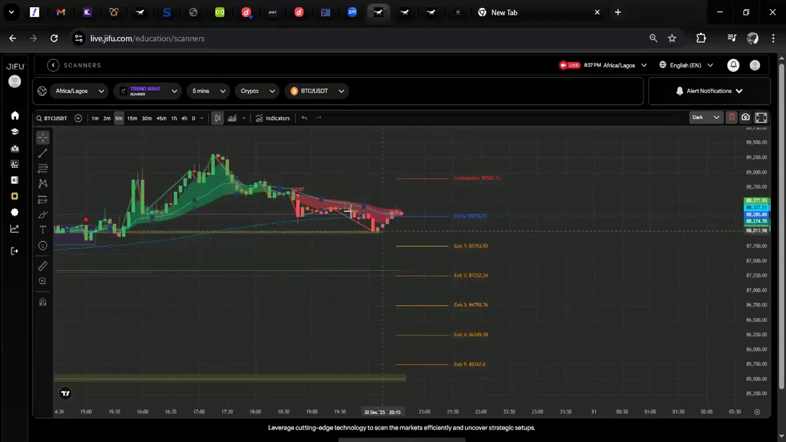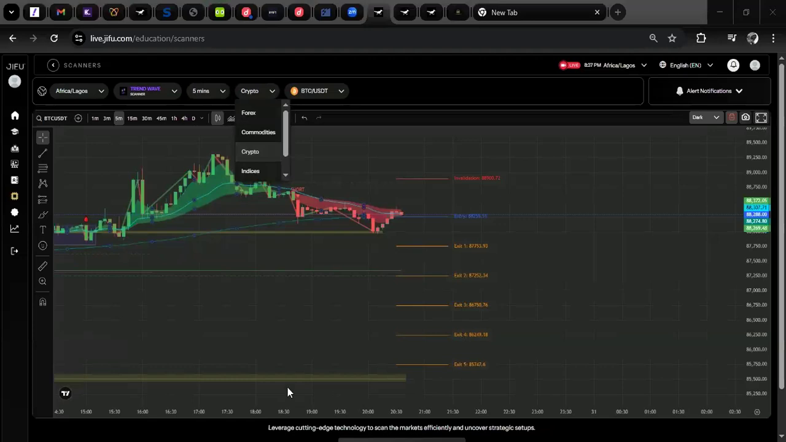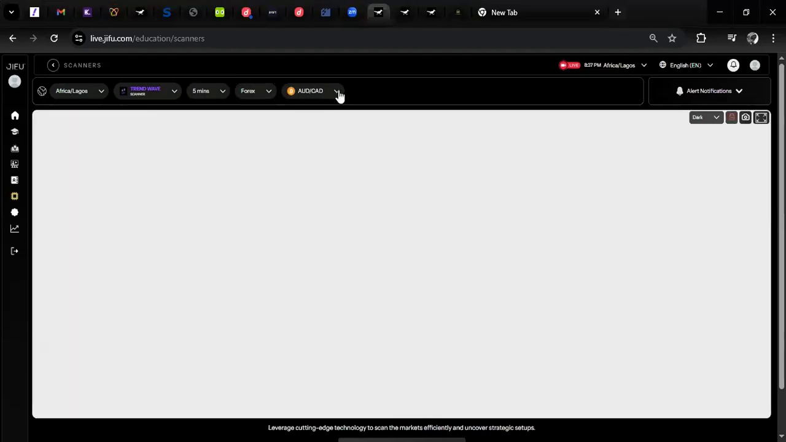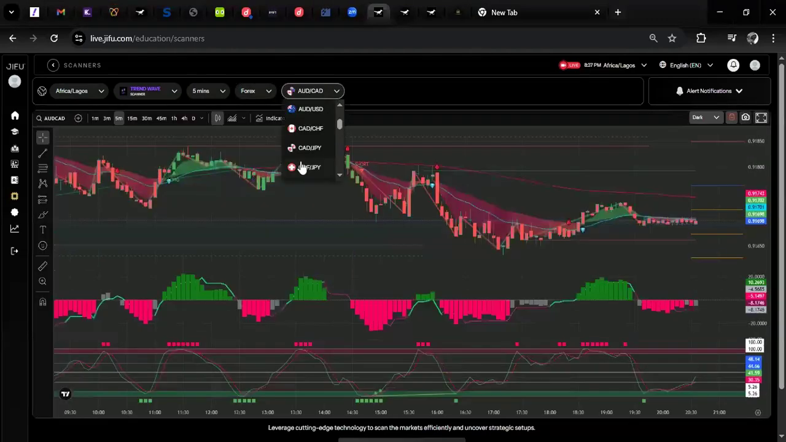But what you need to do first is pick a pair, as I was saying, BTC USD. It's already on Trendwave. This is your time frame. You have to come to crypto. BTC USD is a crypto pair. Now, if it was a forex pair, for example, EUR USD or USD JPY, you can just come to forex, and then beside it right here, there's a drop down, EUR USD or AUD JPY.